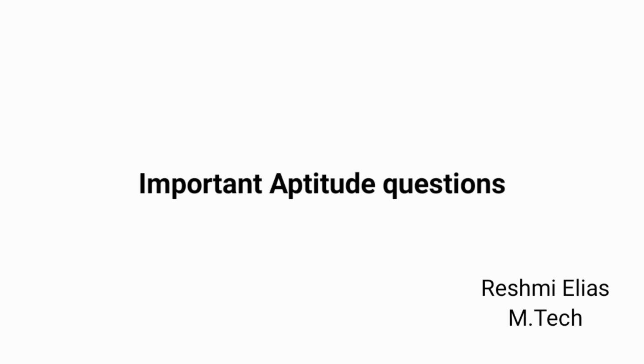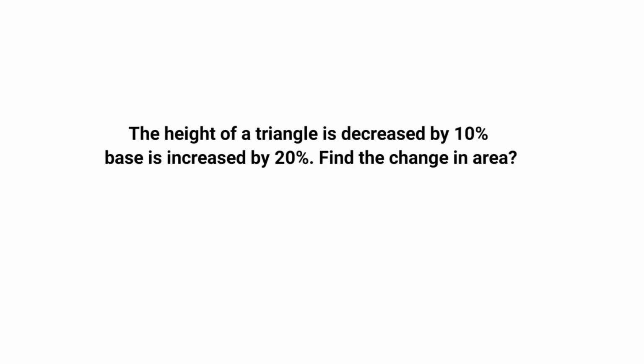So let's get started. The height of a triangle is decreased by 10% and the base is increased by 20%. Find the change in area. If this is the type of question being asked, that is, if the height or the base is increased or decreased by some percentage, what you have to do is always take the original value as 100. Here we are taking the original value as 100 and it is said that the height of a triangle is decreased by 10%.